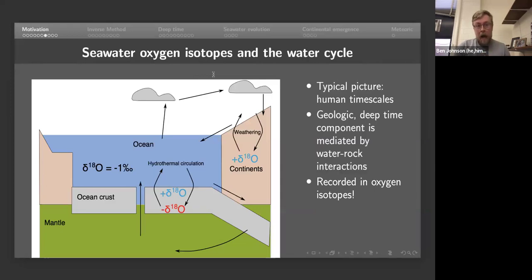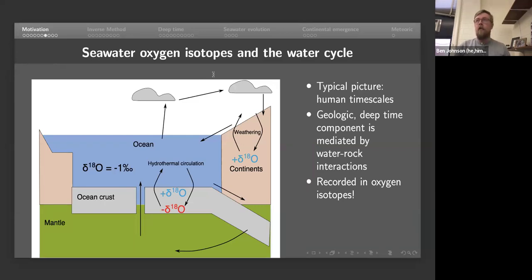And these combined are what influence and set the δ18O value, the oxygen isotope value of seawater, over multi-million to billion-year timescales. There are a couple of key reactions here. One of them is weathering on the continents. Weathering on the continents is a relatively low temperature process.